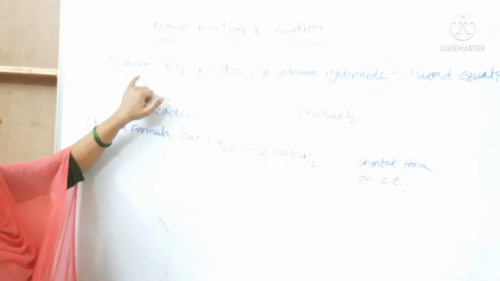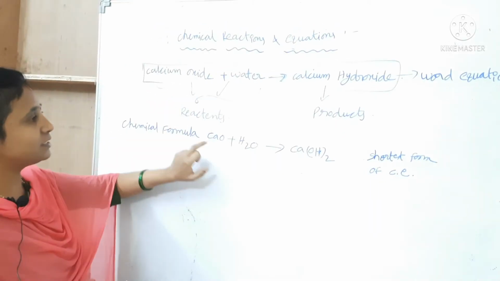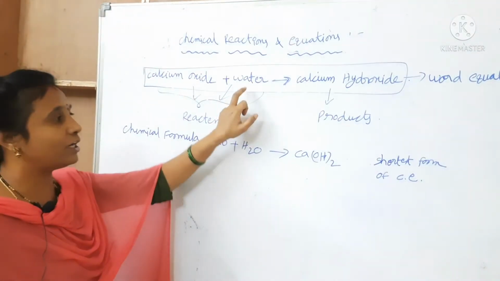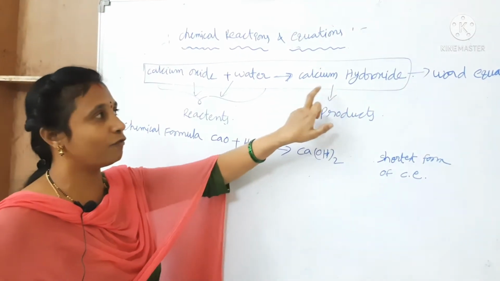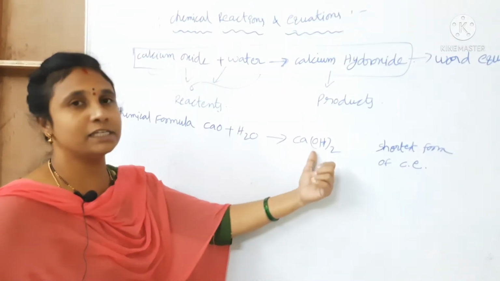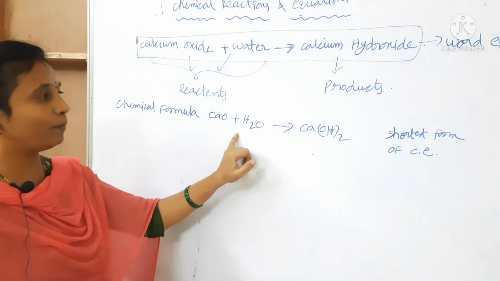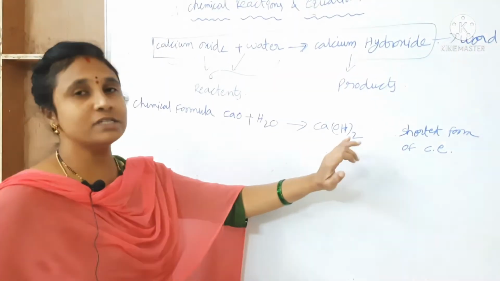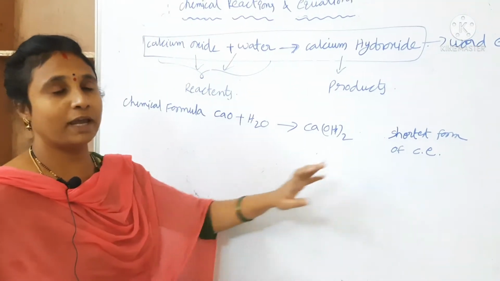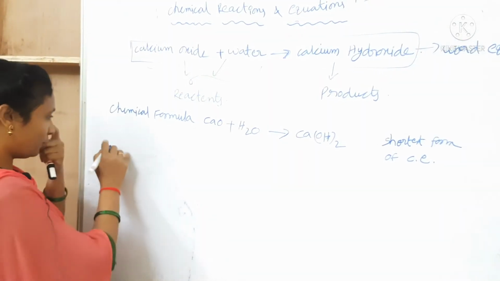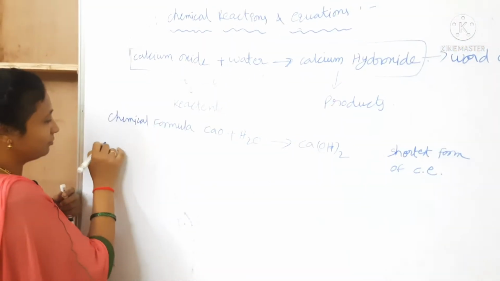Here, what is the chemical formula for calcium oxide? CaO. What is the chemical formula of water? It is H2O. What is the chemical formula for calcium hydroxide? Ca(OH)2. CaO plus H2O gives Ca(OH)2. Okay. Next, I am telling about how to balance the equation.